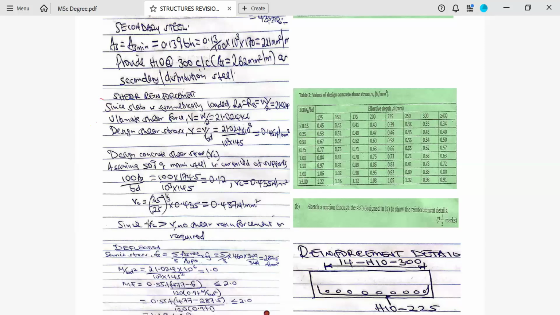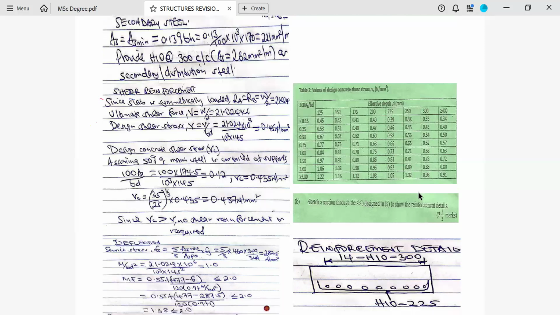Now, since our design concrete shear stress, the capacity of our slab in terms of shear, is greater than the shear stress coming from the applied load, then we don't need shear reinforcement. And remember, things you need to remember, one, almost all slabs, we don't need shear reinforcement. Almost all, practically all slabs, we don't need shear reinforcement. We don't need compression steel. Now we can proceed and check on deflection.